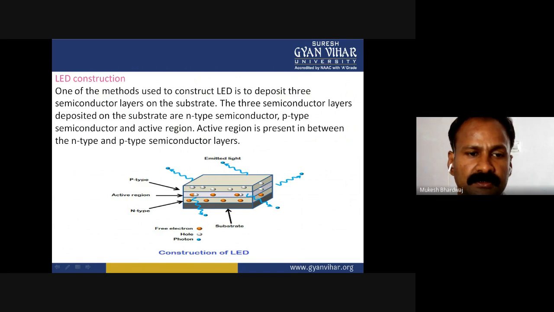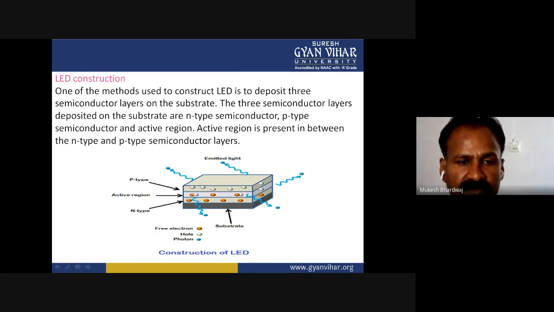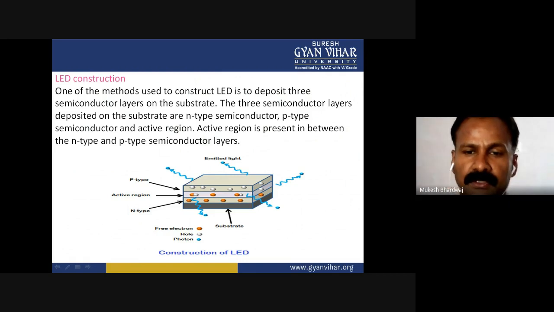So this is the diagrammatic representation. As you see, P-type, active region and N-type, and the substrate is there on which all the layers are to be put up.